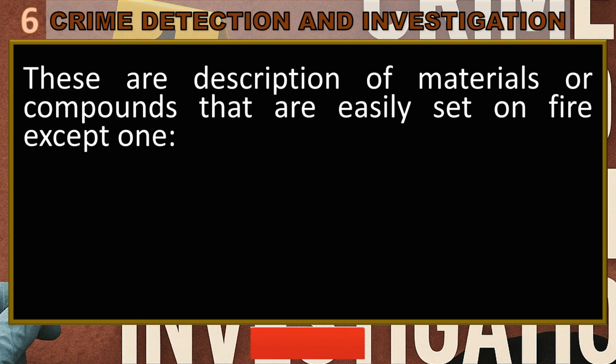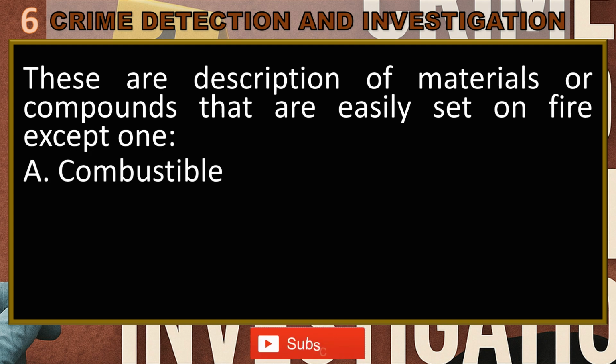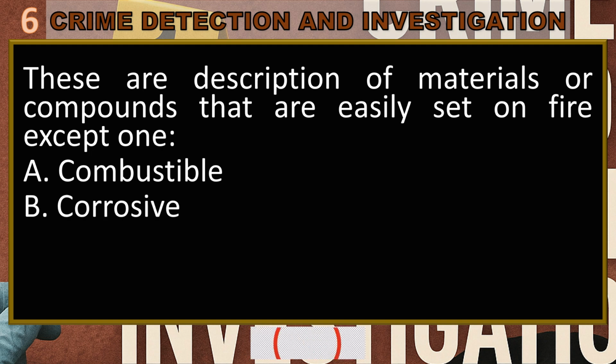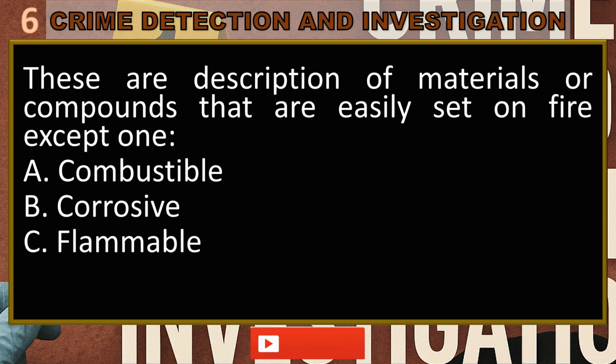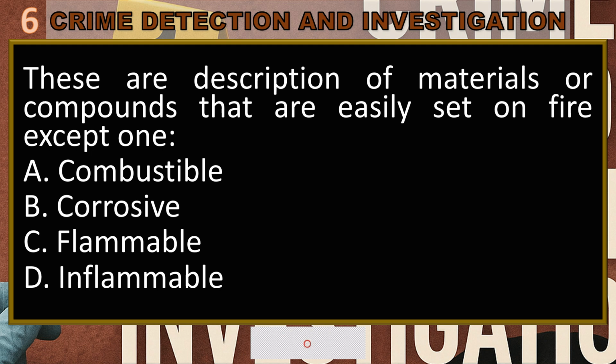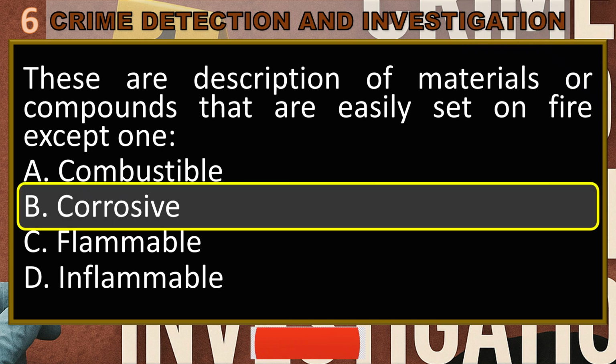These are descriptions of materials or compounds that are easily set on fire except one. A. Combustible. B. Corrosive. C. Flammable. D. Inflammable. In the next 5 seconds, select the best response from the available options. 5, 4, 3, 2, 1. Correct answer, B. Corrosive.